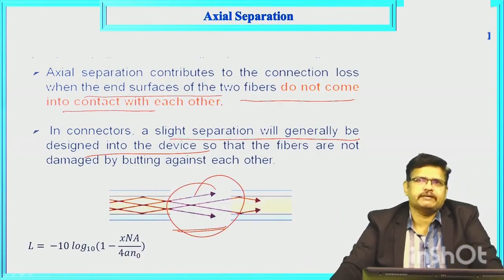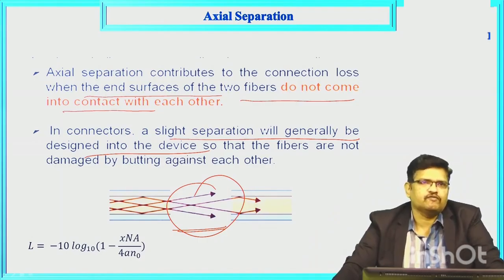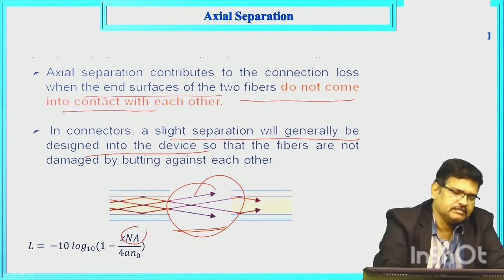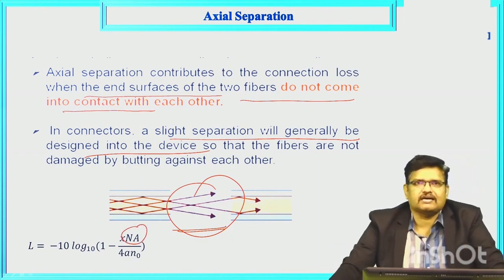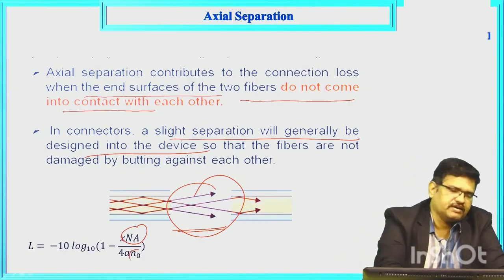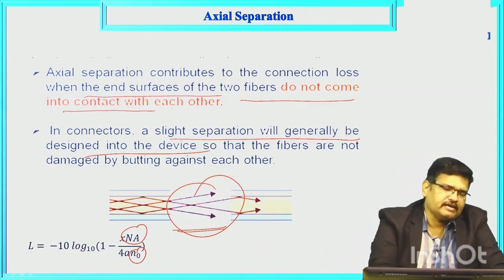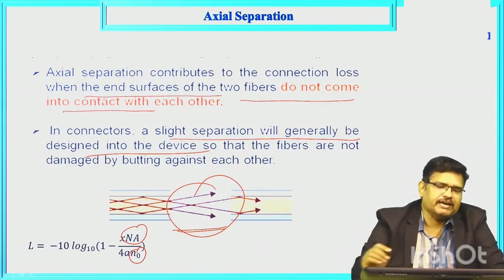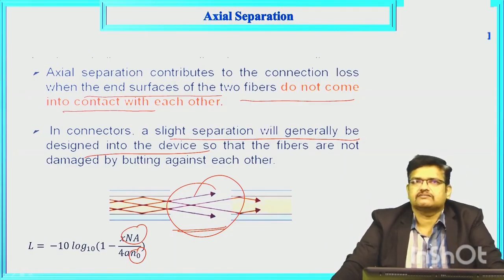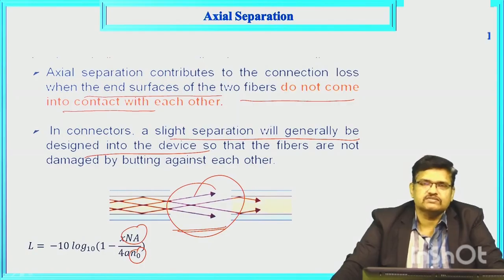The loss may be calculated. So loss L is equal to minus 10 log of 1 minus x NA by 4A n naught, where NA is the numerical aperture, x is the axial separation distance, A is the radius of the core, and n naught is the refractive index of the air medium. So while calculating this loss, these are the parameters required. These are the parameters influencing the loss.